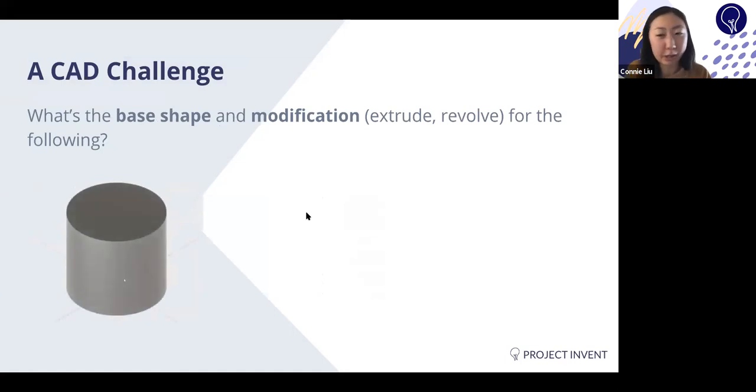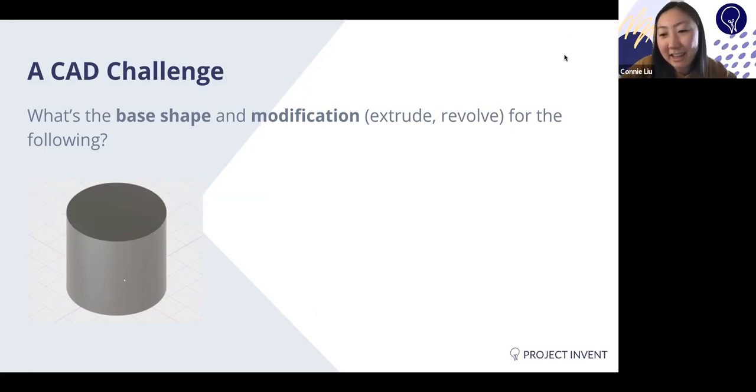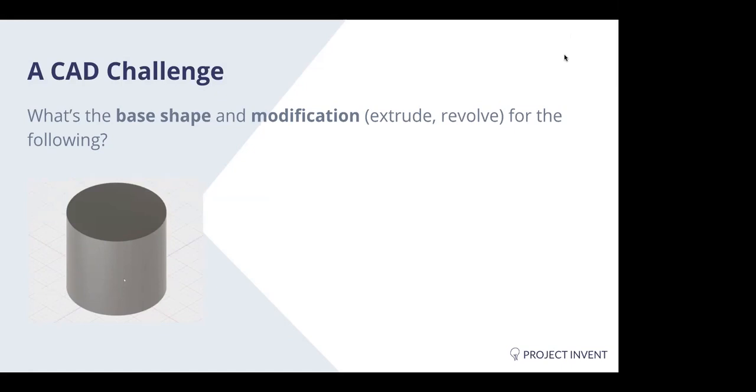So I'm going to start with a cylinder. There's a few correct answers to this one, so I'd love to hear what creative approaches you have. If anyone wants to come off mute and tell me what is a base shape and what modification, either extrude or revolve, you would do to make a cylinder. You could make a circle and then extrude it up. Awesome, exactly. Can anyone think of another way you can do it? You could create a rectangle and revolve it around one of its sides.